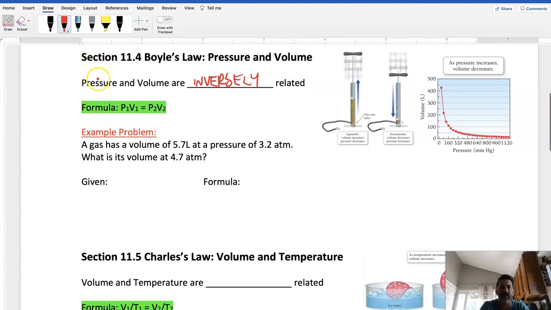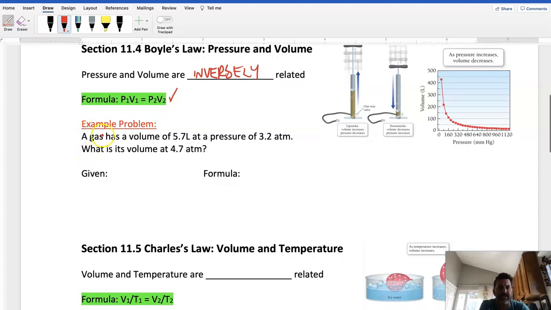All right, so the formula for Boyle's law, again, which is right off of our reference sheet, looks like this: P1 V1 equals P2 times V2. So here's an example problem. It says a gas has a volume of 5.7 liters at a pressure of 3.2 atmospheres. What is its volume at 4.7 atmospheres? If you think about this for a second, I initially have a pressure of 3.2, and I'm increasing the pressure to 4.7. So the pressure is going up. What should happen to the volume? It should go down if these are inversely related. So I should see a number that's less than 5.7. Let's see what we get.